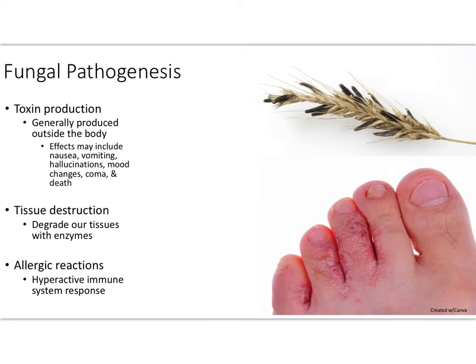The next type of microbe that we'll talk about is the fungus. Fungi cause damage to our bodies in three main ways. The first one is toxin production. And the interesting thing about toxin production is that most of the time, the actual fungi that infect us, that cause direct infections to our body, don't produce toxins.